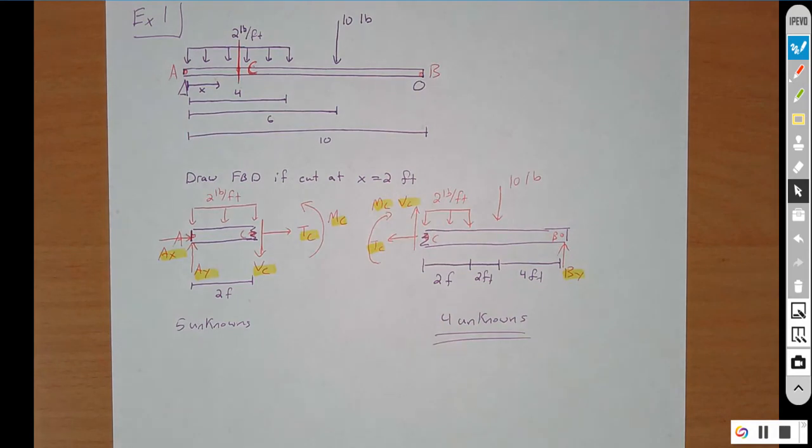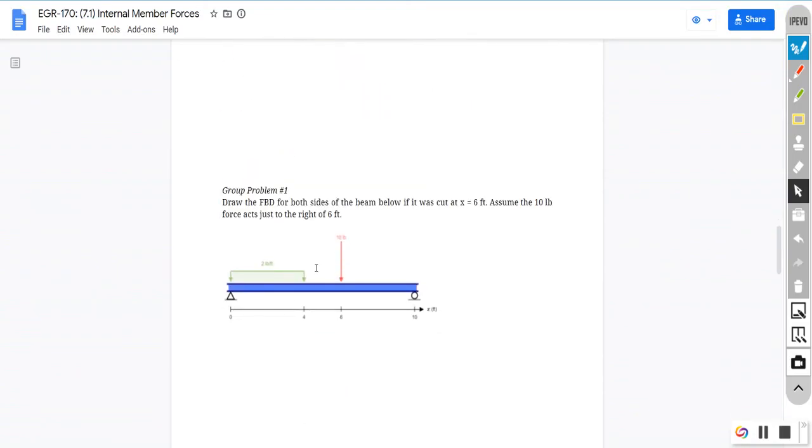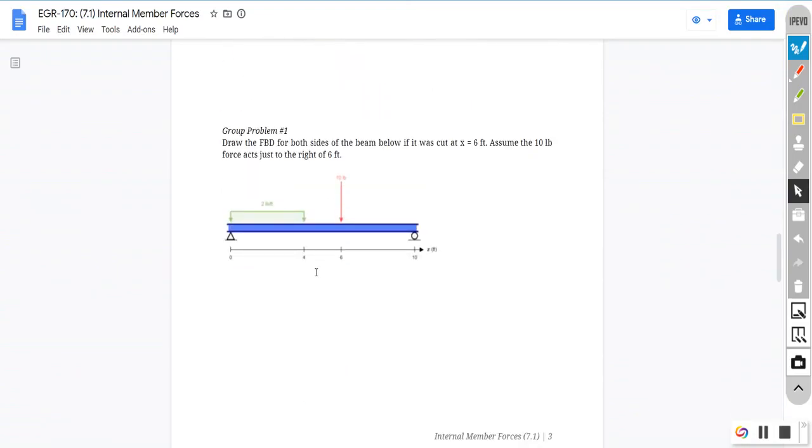And then before I jump off, let's just talk about your group problem here. So in this case, if you were drawing this, so now you're going to cut here at 6 feet. So let me grab a pen. There we go. So let's just imagine we are looking at our beam here. So I'm going to ignore the internal forces. You should hopefully know how to do those. They'll be the same thing as we just did. So the difference is going to be this 10-pound force.